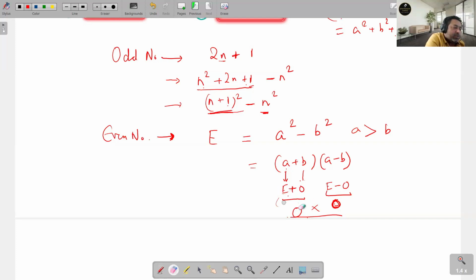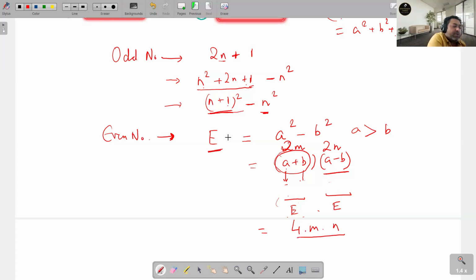Which means that whenever the parity is the same for a and b, this part over here is going to be even into even. And therefore, this number will be of the form, let's say, 2 times m, because it's an even number. And similarly, this might be of the form 2 times n. So this even number will be 2m multiplied by 2n. It will be 4 times m into n. And therefore, this even number will always be a multiple of 4.